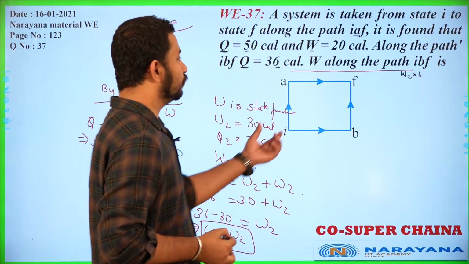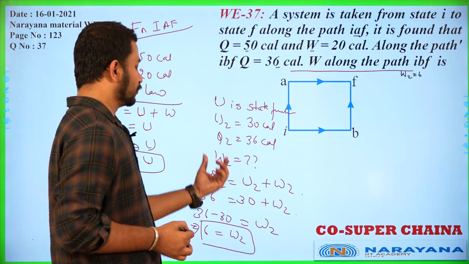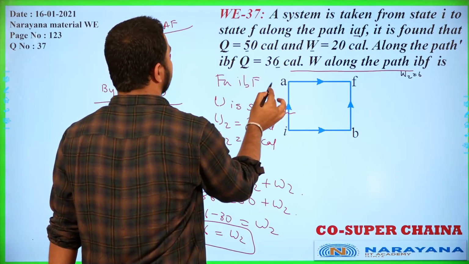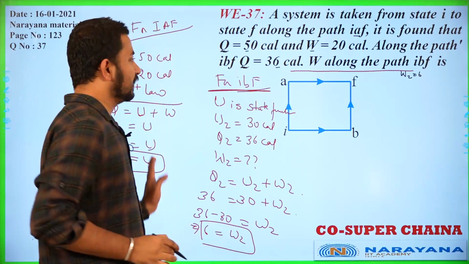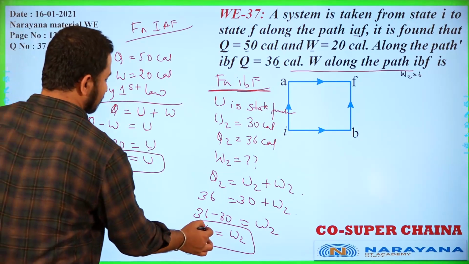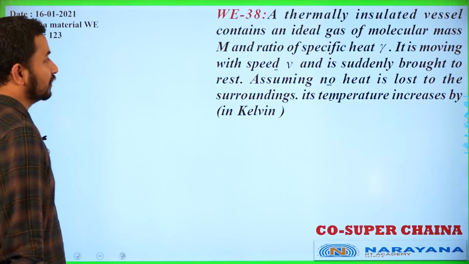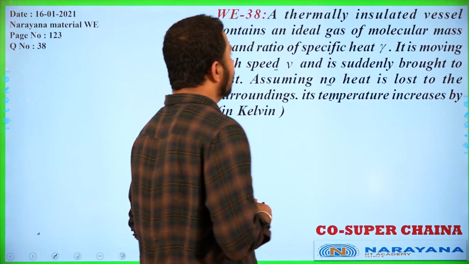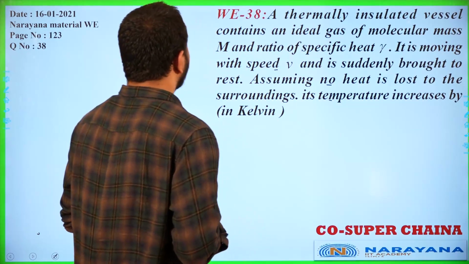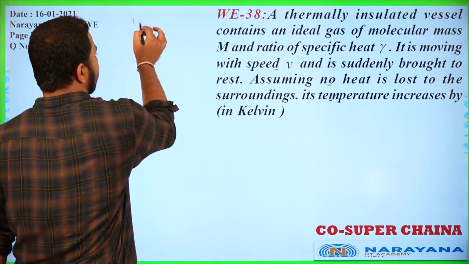W2 is along the path IBF, which I have denoted by W2. This is for IAF and this is for IBF. So 6 is the required answer for this question, student. So let's proceed to the next question now. A thermally insulated vessel contains an ideal gas of molecular mass m, and the ratio of specific heats is given. So the gamma value is given to us.